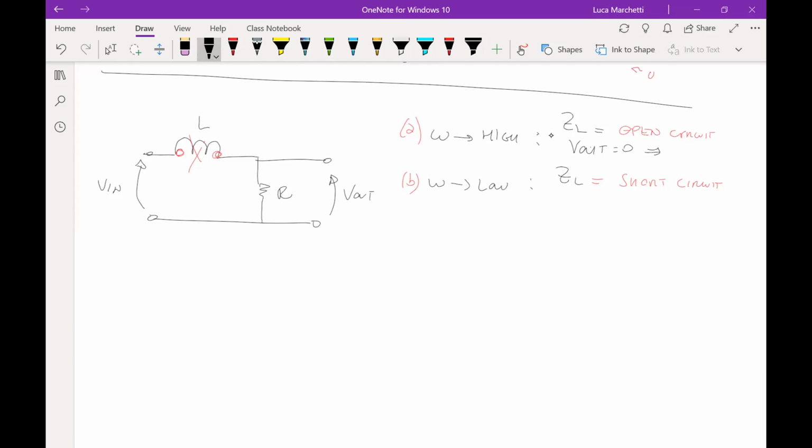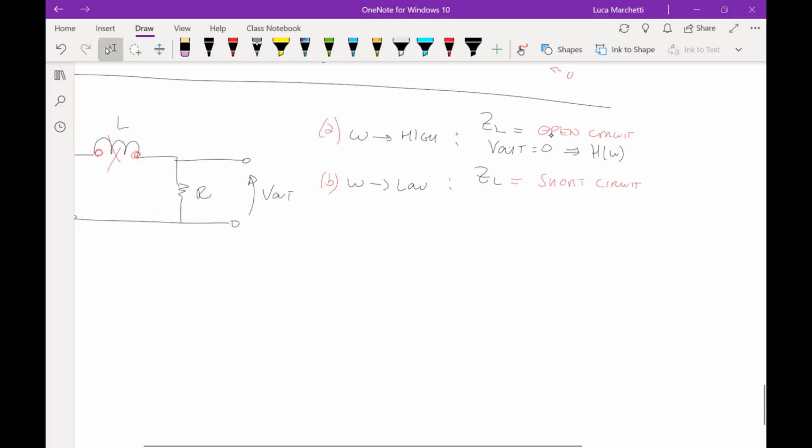But remember that when we characterize a filter, we are always interested in the frequency response, which means in H omega. This is the parameter that defines the behavior of the filter. And how much is H omega? Well, H omega is equal to V out divided by V in, but we just found out that V out is equal to zero, so H omega must be equal to zero.